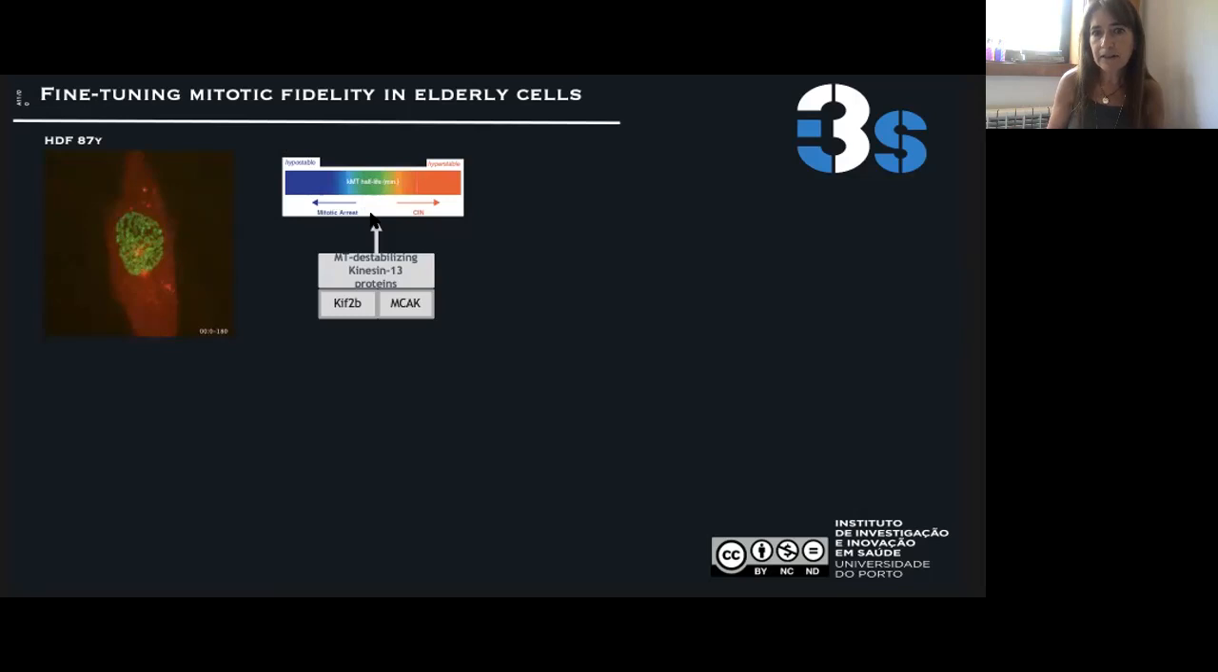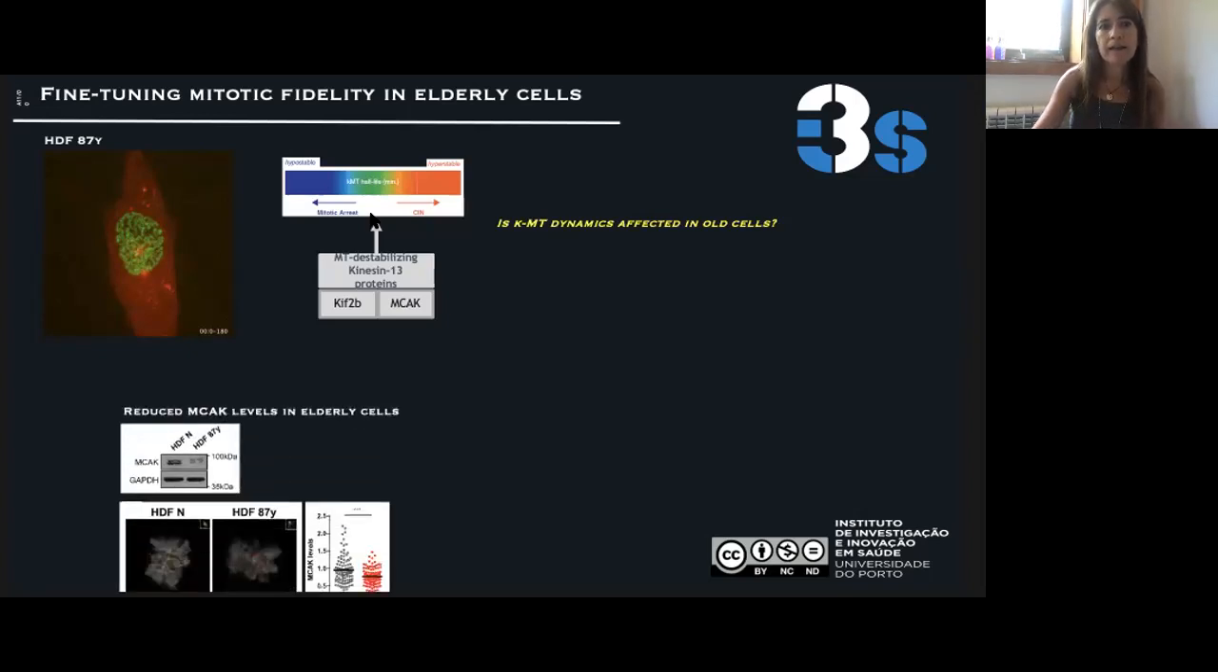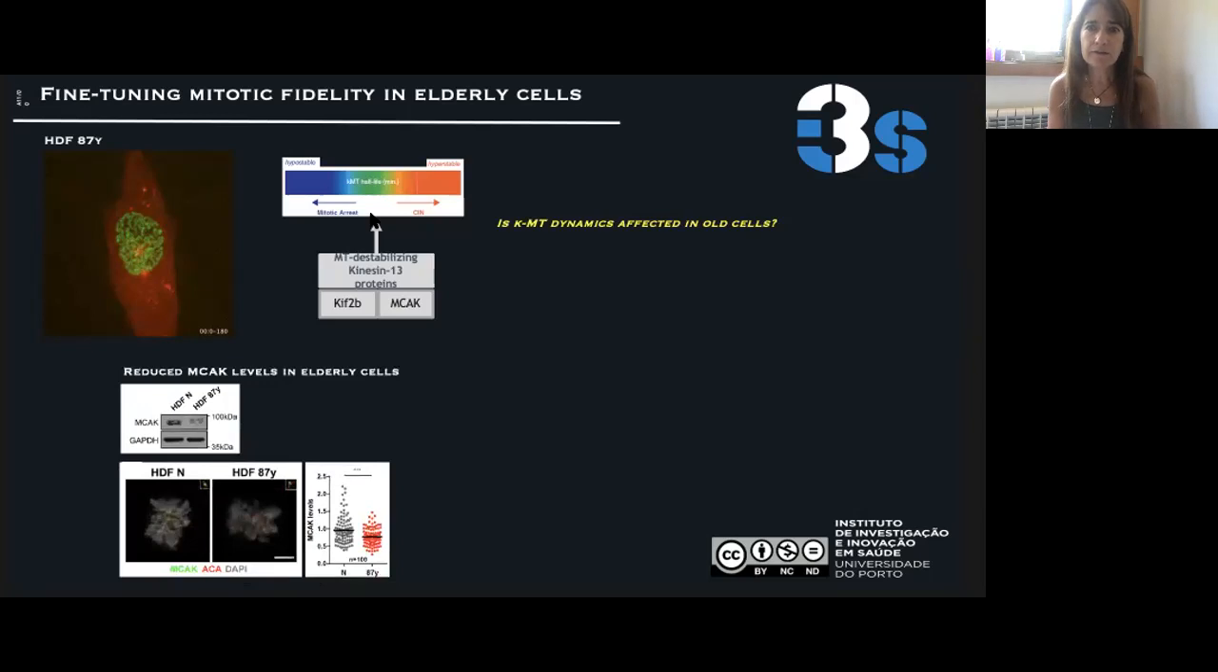So we asked if microtubule-kinetochore interactions are somehow affected in old cells. And indeed, suggesting that that is the case, we found that the MCAK levels, so the levels of this important kinesin-depolymerizing protein that controls the stability of microtubule interactions, are downregulated in the octogenarian cells, as measured here by Western blot analysis and immunostaining analysis.